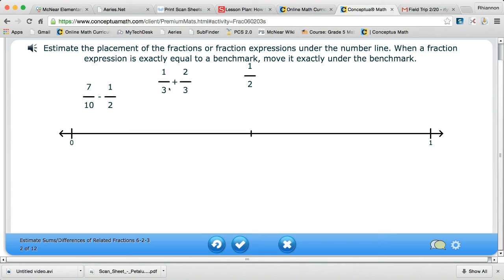Again, let's start with the expressions that we know. A half. Let's put the half right under the half mark of the benchmark. Right there. Now I have 1/3 plus 2/3. I see that my denominators are the same, so I'm just going to add. 1 plus 2 is 3, and I'm left with 3/3 as the denominator remains the same. 3/3, or 3 divided by 3, is equivalent to 1.